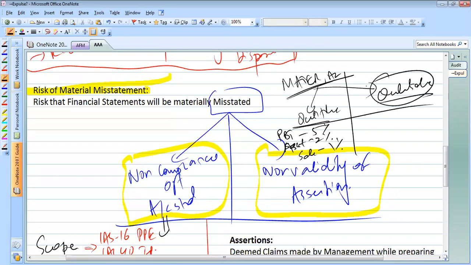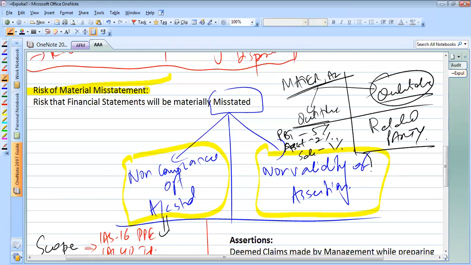Or at times there are transactions which are qualitatively material. Now what do you mean by transactions being qualitatively material? It means that the nature of the transaction is such that it becomes a material item. For example, a related party transaction is a material transaction because a related party transaction is susceptible to misstatement. Related party transactions could be manipulated. So from the audit perspective, it's a material transaction.